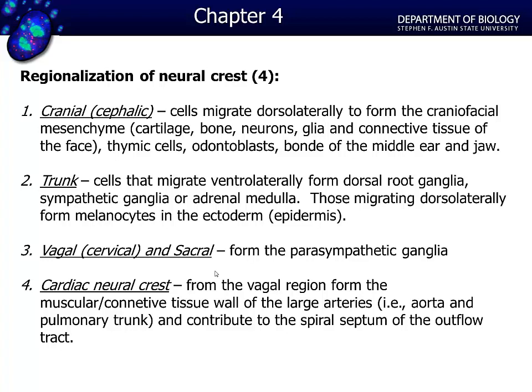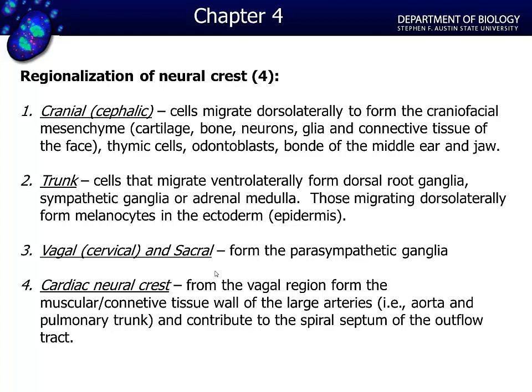the cephalic neural crest. Now, the bulk of what's left, the trunk, these cells are going to migrate, again, ventrolaterally is what I prefer to call them. Many are going to form dorsal root ganglia, sympathetic ganglia. They're going to contribute to the adrenal medulla, the chromaffin cells there. Those migrating laterally that stay near the dorsal surface or close to the ectoderm, they're going to form melanocytes as part of our epidermis. Now, our cervical or sacral, those are going to be parasympathetic ganglia.